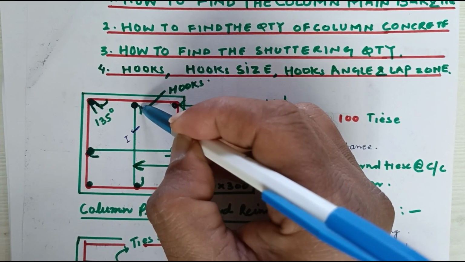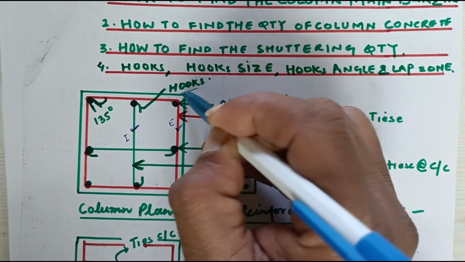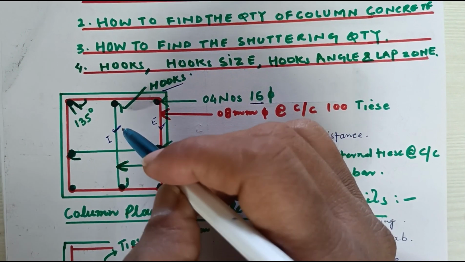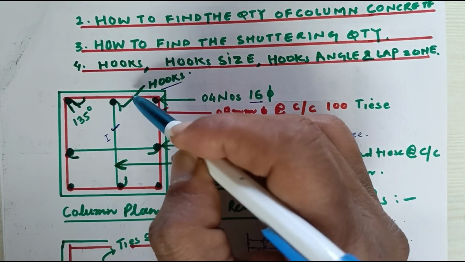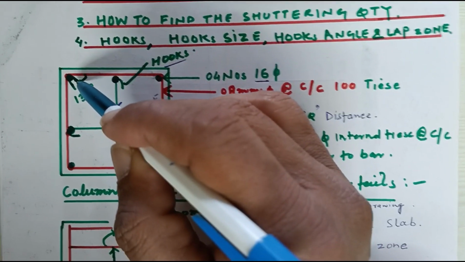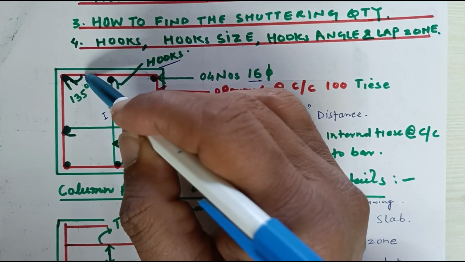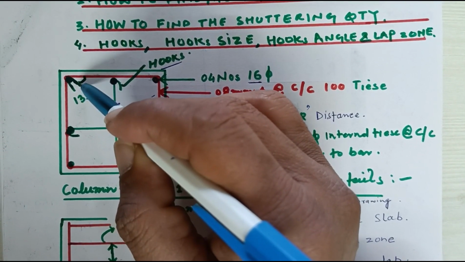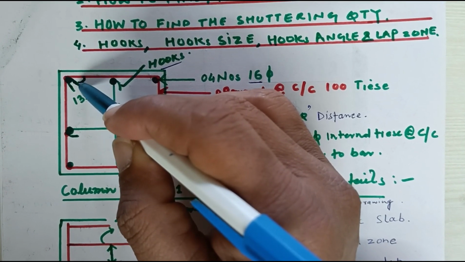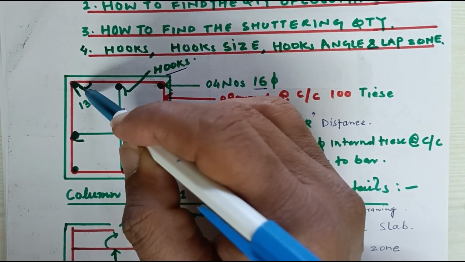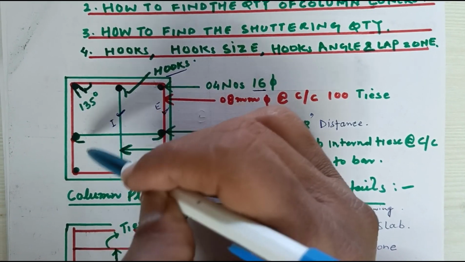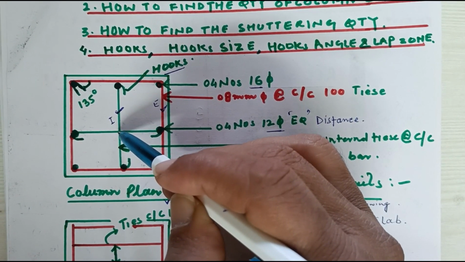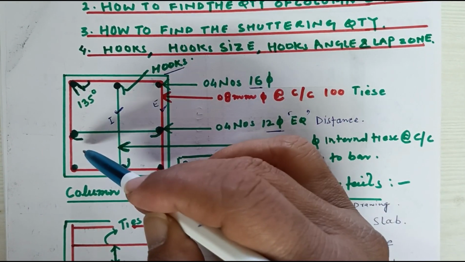This is called a hook. My friends, this is a hook, and the angle of this hook from the main tie shall be 135 degree. It should be turned at 135 degree. And this is a hook, this is a hook, this is also a hook. This is called the internal tie, this is called the external tie.